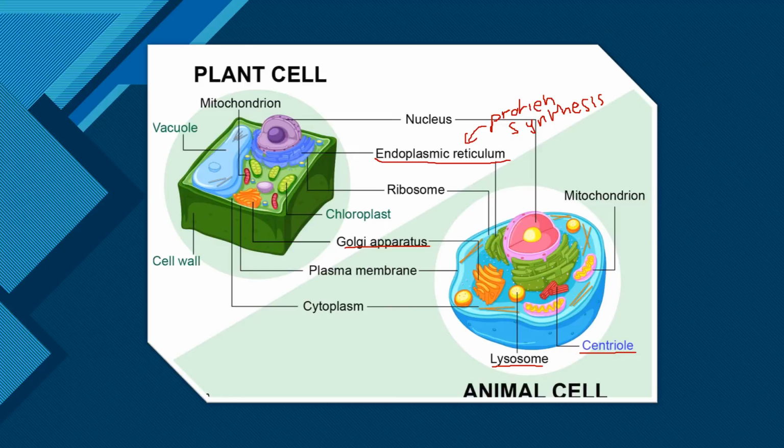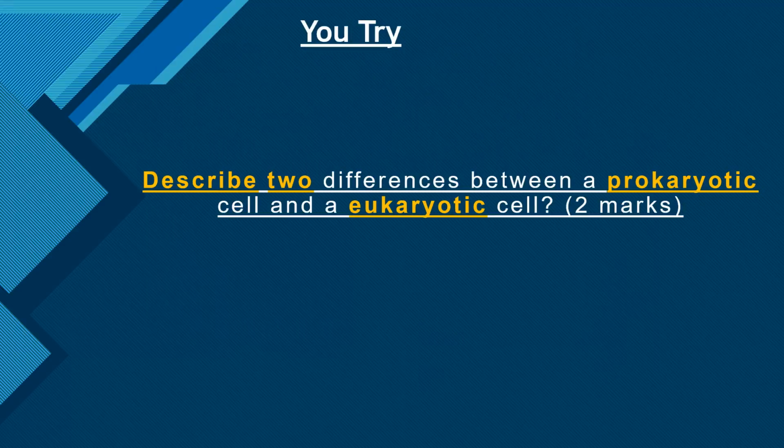You can make notes of the components that need to go around the cells and label the diagrams. However you like to do it would be perfect. Okay, so now have a go at this question. Describe two differences between a prokaryotic cell and a eukaryotic cell, which is 2 marks.